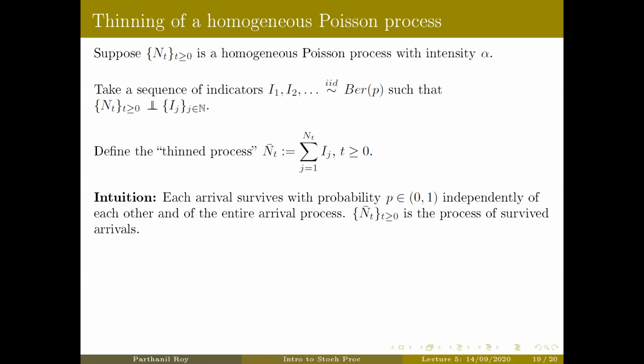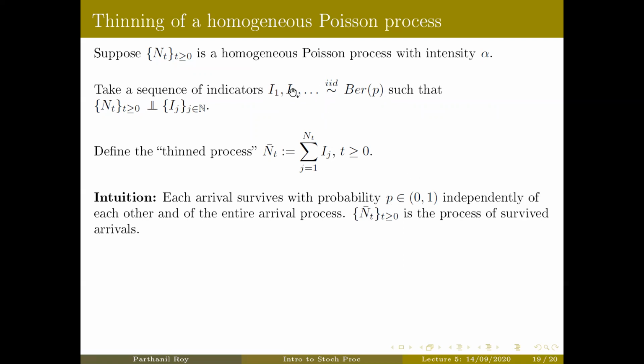However, not all the ij's are going to be 1, because this is the Bernoulli P with P strictly less than 1. Therefore, this will count the number of ij's that are 1. In particular, it will count how many of these arrivals survived. So ij in this case is the indicator that the jth arrival survived. And of course, those ij's are independent of each other. That's why the survival is independent of each other, and each of them survives with probability P. That's why they follow Bernoulli P.